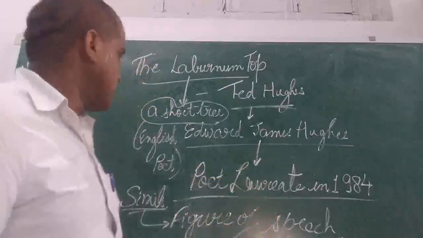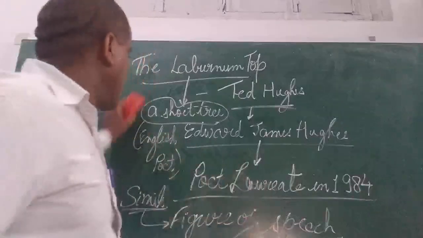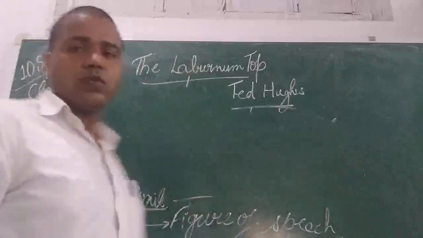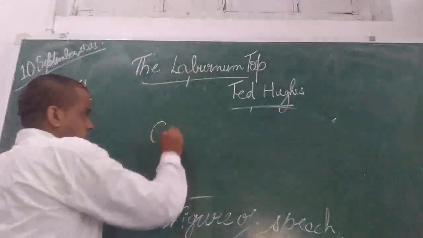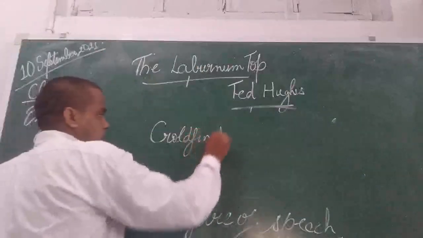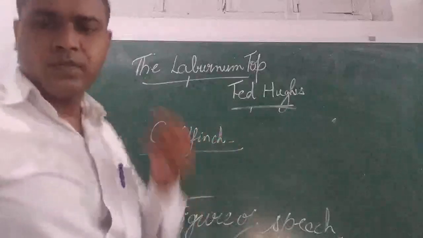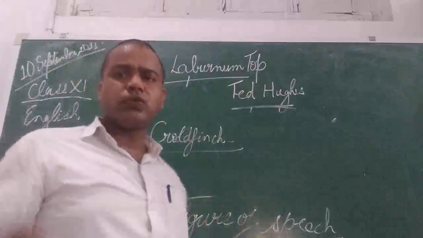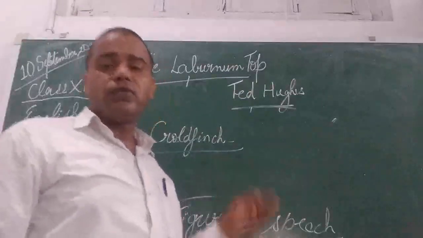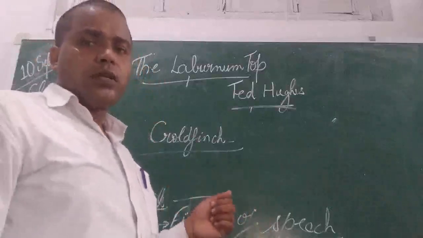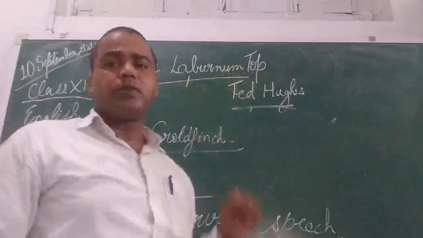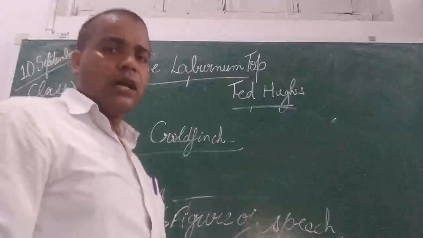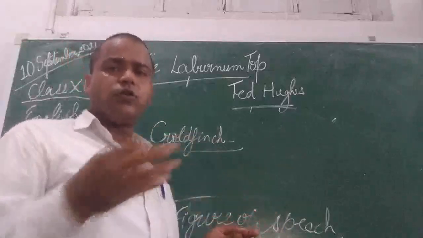We are using the word goldfinch. Does anyone know what the word goldfinch means? Actually, goldfinch is a small singing bird. We are saying that the goldfinch came on that tree and started singing. But what actually is a goldfinch? A goldfinch is a small singing bird who came on that laburnum top because young ones were present there. She came there in order to feed her children, and after feeding her children, she goes away.